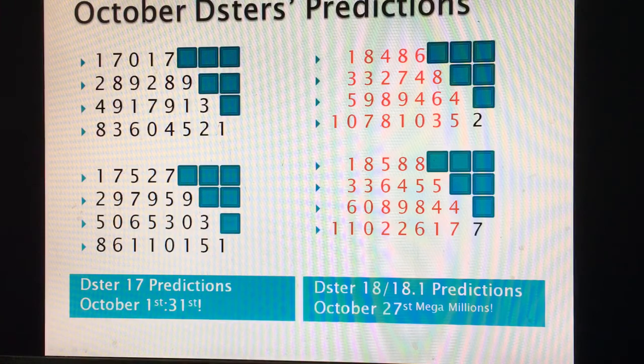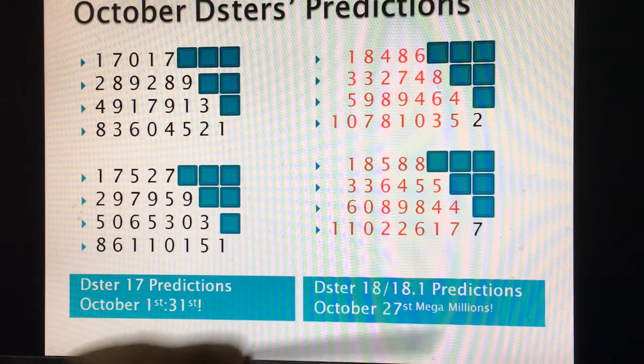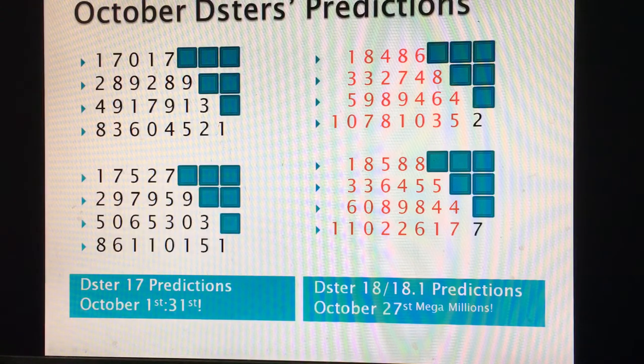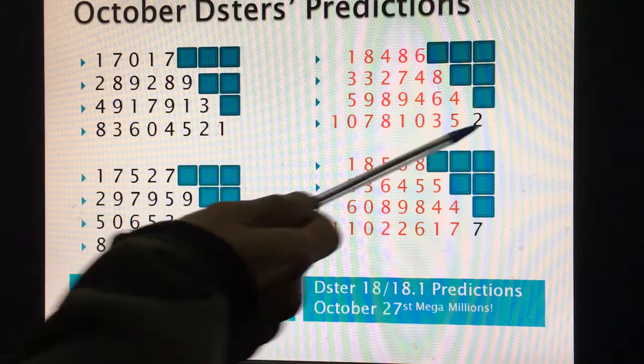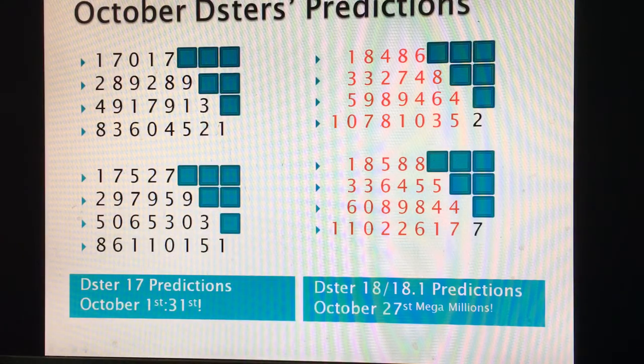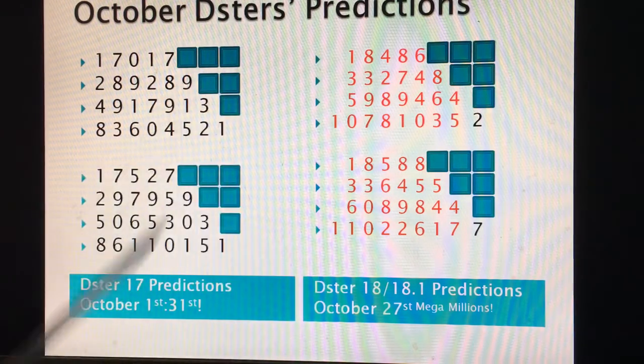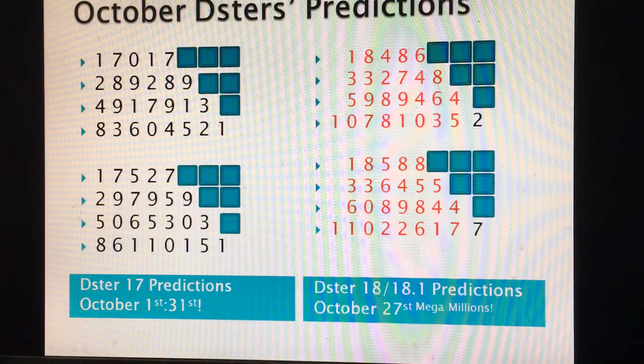So since this is for Friday's draw, October 27th, those red numbers can only be used to predict Friday's draw. And the numbers that are not being used are the 2 and the 7. That's the phase 2 method. The phase 1 method is to only use the 5x5 box or the 5x4 box, and you only use one D-Star to predict your number. And in phase 2, you use 2 separate D-Stars, 18 and 18.1. You have to use 2 consecutive D-Stars.